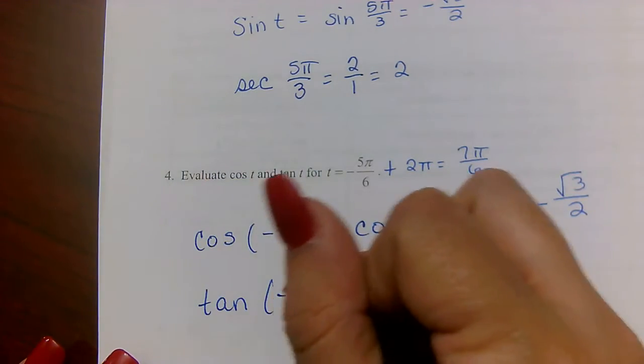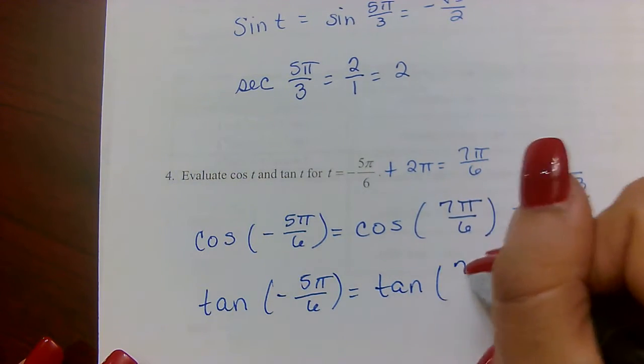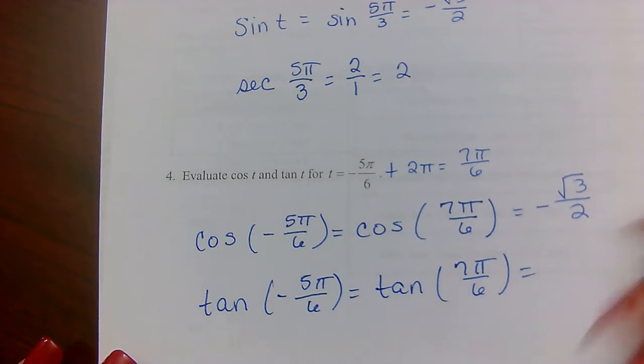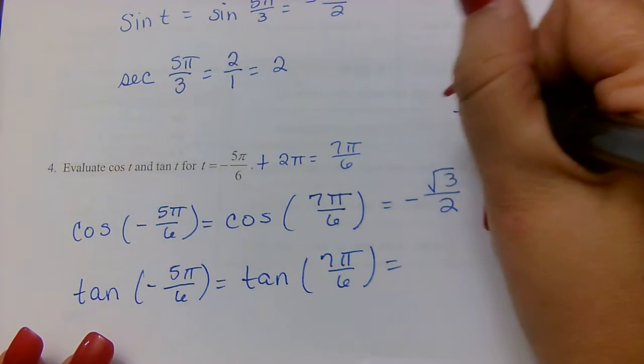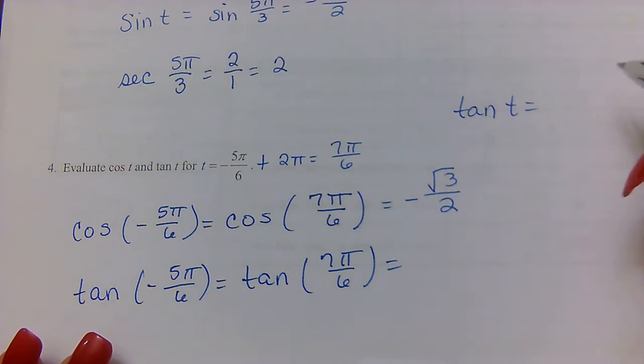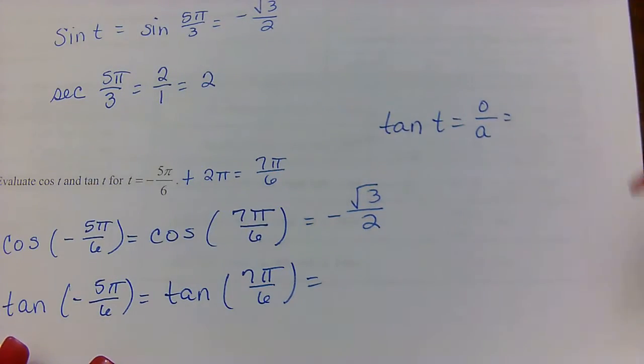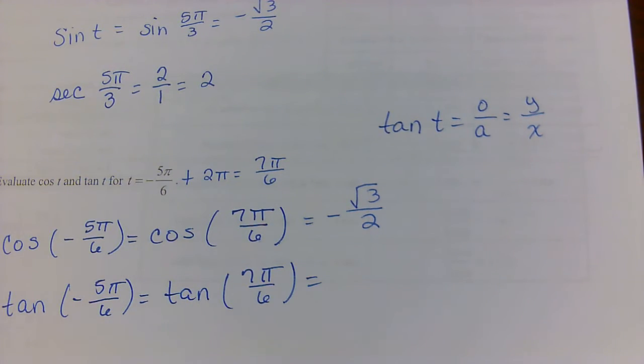Tangent of negative 5 pi over 6 is equal to tangent of 7 pi over 6, which is equal to, and remember tangent of t is equal to TOA, opposite over adjacent. Opposite is going to be our y, adjacent will be our x. So tangent is y over x.